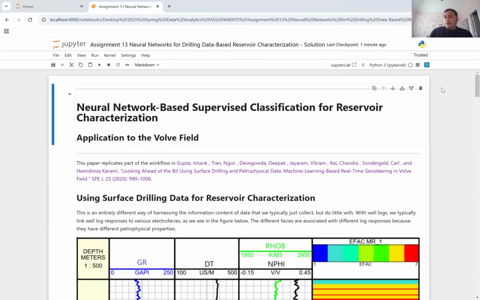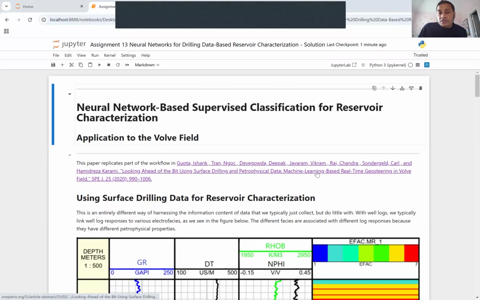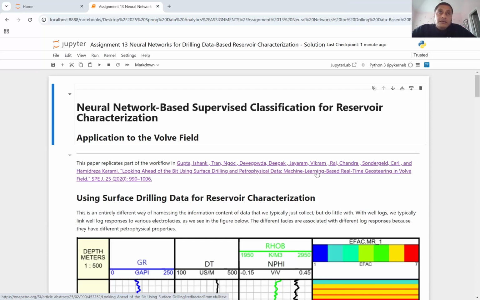in the subsurface. And this specific Jupyter notebook is based off of this paper, which was published in the SPE journal way back in 2020. And we are applying this to the Volve data set, which is a data set that was provided by Equinor. And I've provided a link to that data set as well in this Jupyter notebook.